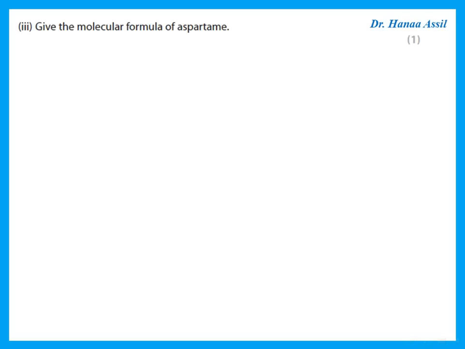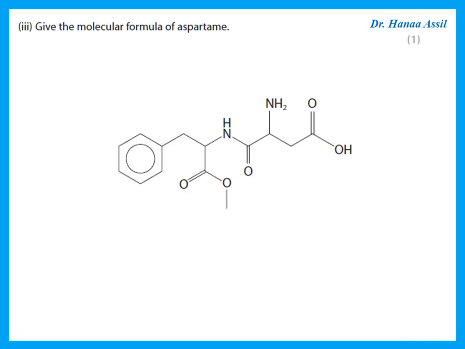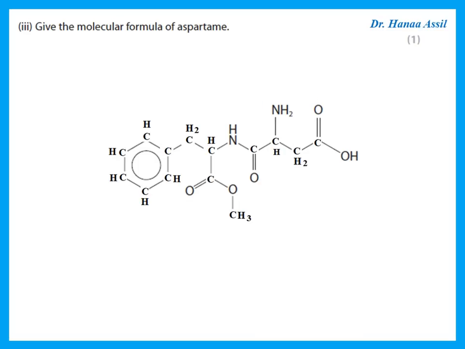Give the molecular formula of aspartame. He already gives me the structure of aspartame. What is the molecular formula? Well, let's take a look. You need to take a look at all the carbons, all the hydrogens, all the nitrogens, and decide what the formula is. You will find that it is C14H18N2O5. Please do not make any mistakes in the hydrogens in these molecules.